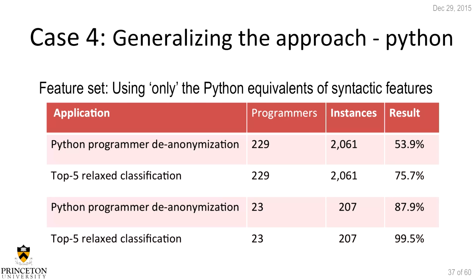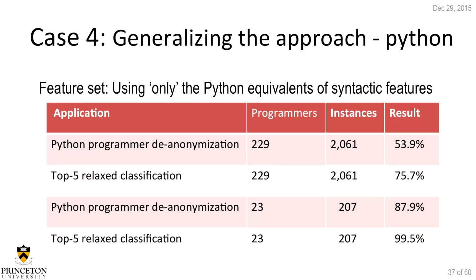And for this, we only use structural features, and we use the AST generator that comes with Python to generate the ASTs of Python source code. And we were able to de-anonymize 229 programmers just from their abstract syntax tree features and structural features with 54% accuracy.